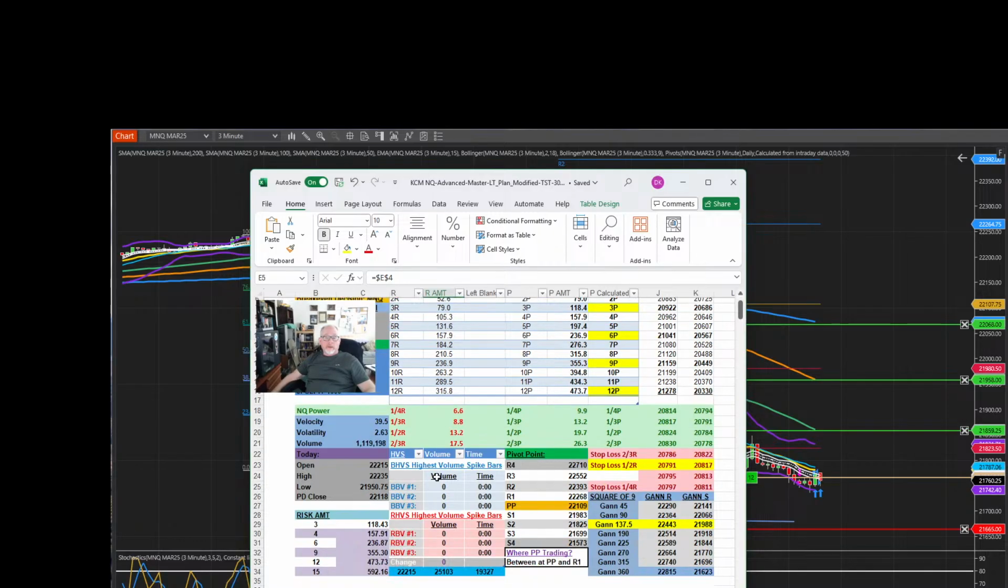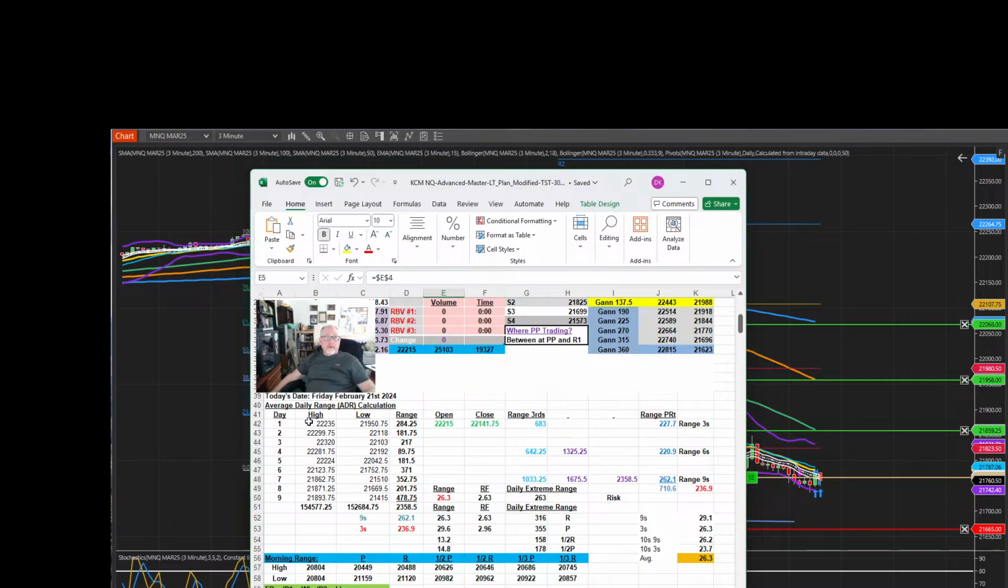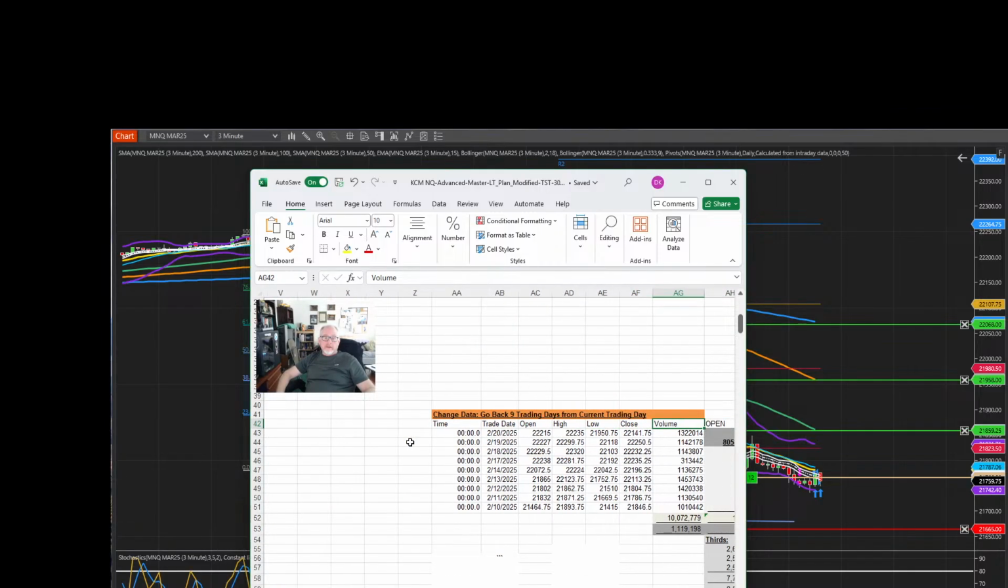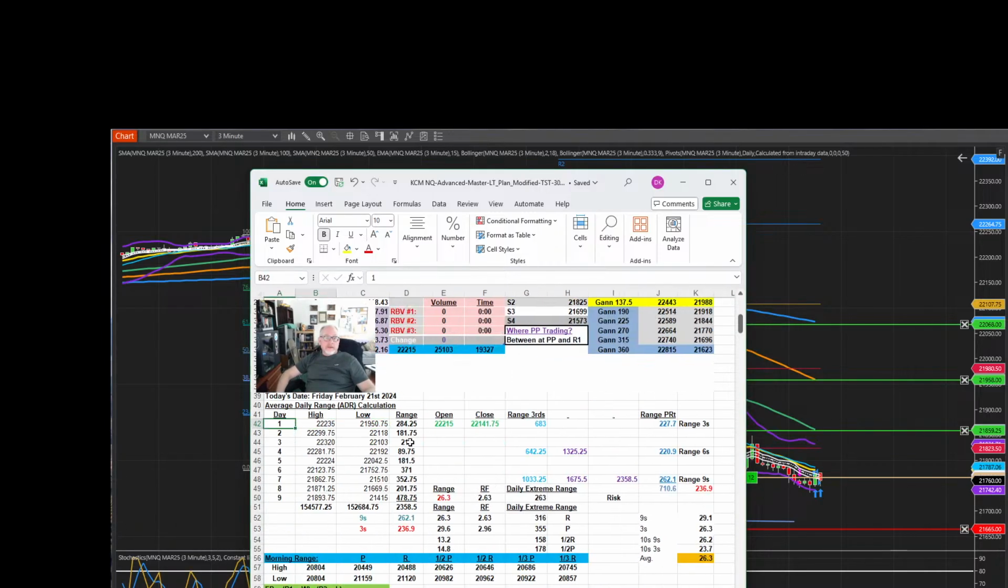You can make your own spreadsheet this way. All I've got to know for ADR is what is the high, what is the low. And then you take it and calculate that out over 9 trading days. All this information is pulled off. I always go open, high, low, close on this spreadsheet, but for the average daily range, all you need is the high and the low. And this spreads out your trading days so that you can figure out what the averages are.